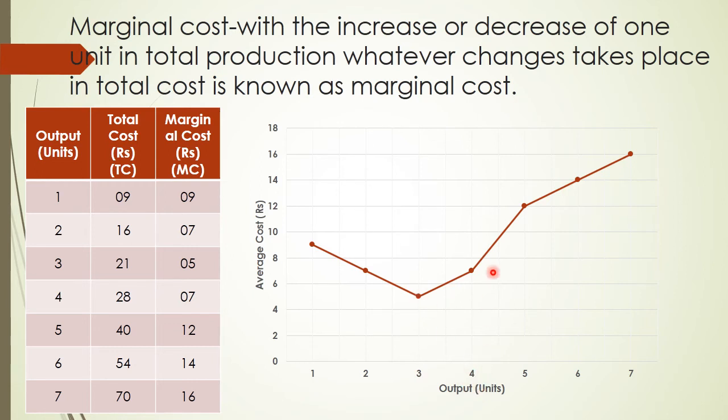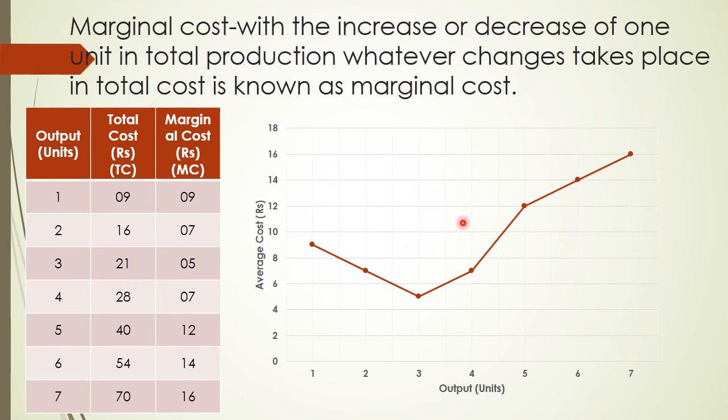If you produce 7 units of output, then your total cost is 70. So what will be your marginal cost? That is 70 minus 54. So that will be your marginal cost. I hope you understood what we mean by marginal cost. That is, by adding one more unit of production, what is the change in your total cost? That is called the marginal cost.